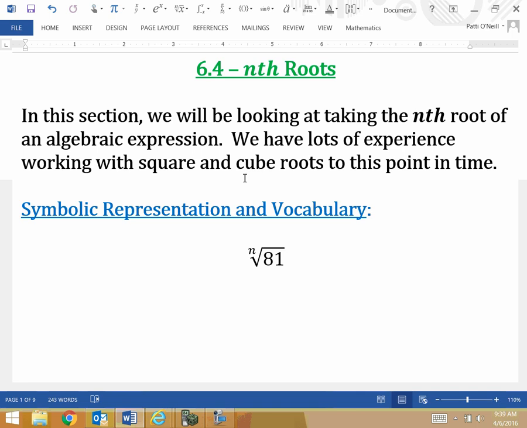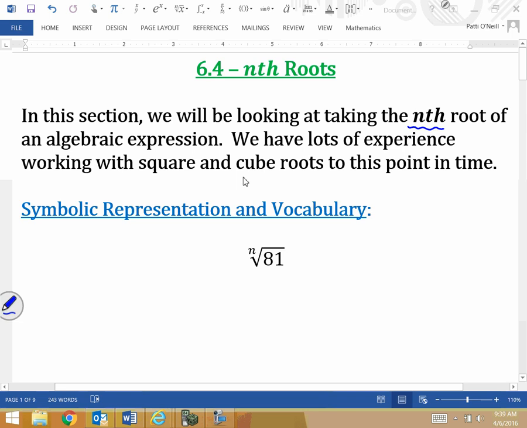So we're going to be looking at taking what we call the nth root, which means it could be square root, it could be cube root, it could be fifth root. So the variable n is going to represent what root we're taking. And like I said, in the past, you've probably worked with square and cube roots the most, but we're going to extend that a little bit more in this course and look at roots like fourth roots and fifth roots.